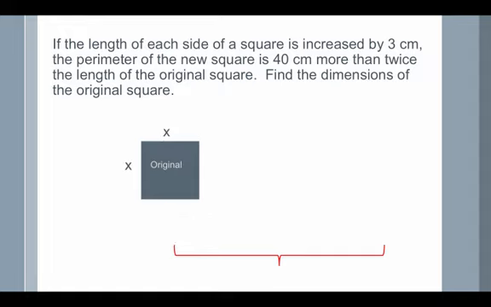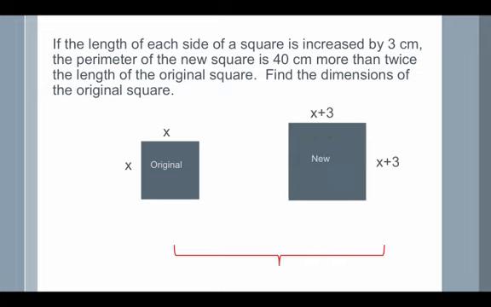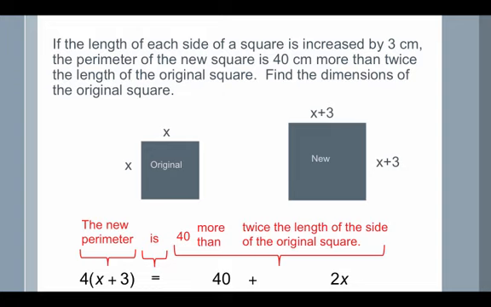I have an original square. It never tells me what the length of the side of that square is. Since I don't know, I'm going to call it x. Then I know I get a new square, and the length of each side of that new square is increased by how much? The problem tells me 3 centimeters. So I draw my original square and my new square. Now I need to try to write the equation. The perimeter of the new square is 40 centimeters more than twice the length of the original square.